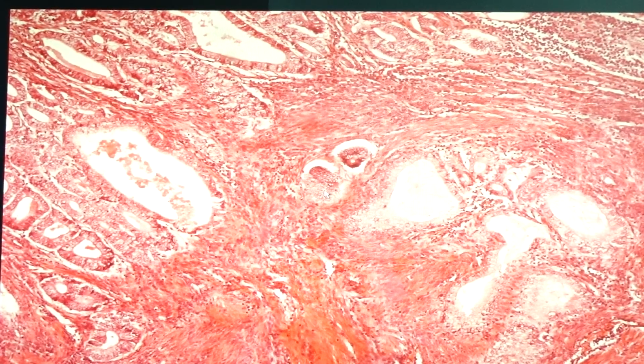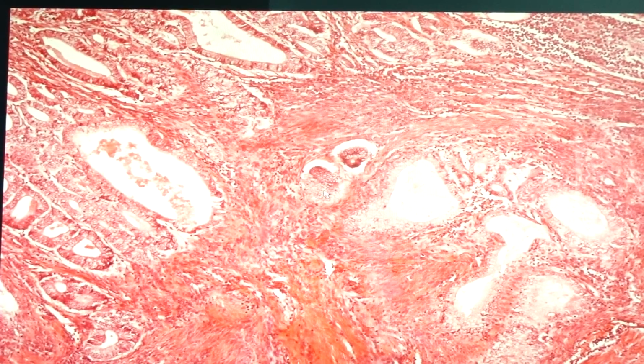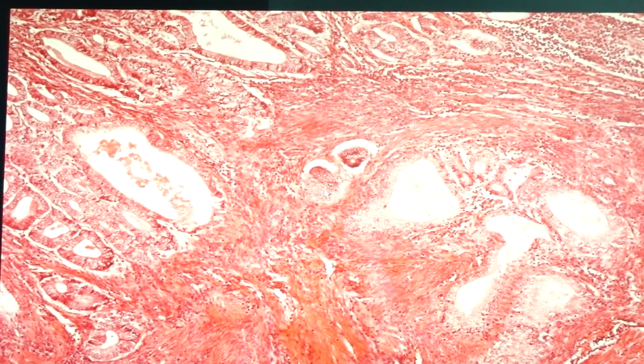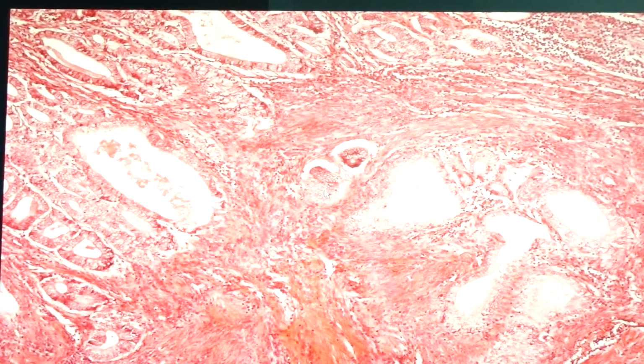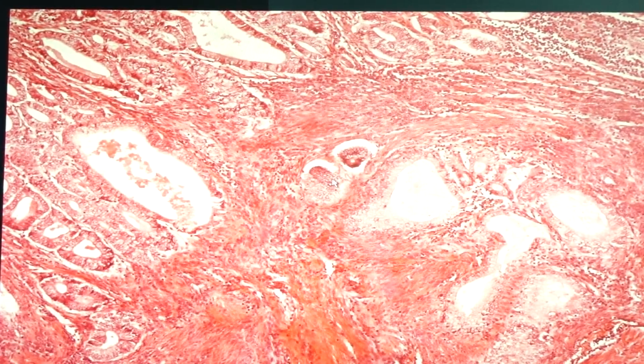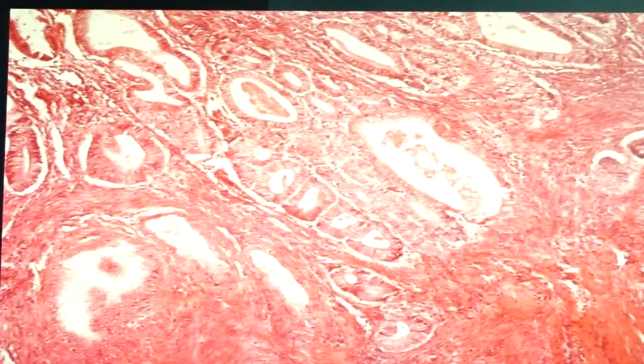But if you have majority like 90% or more, some would say 95% or more, that's well differentiated, but it's a very, very small range. So if it's more than 50% composed of nests, then it is poorly differentiated. That's grade 3.